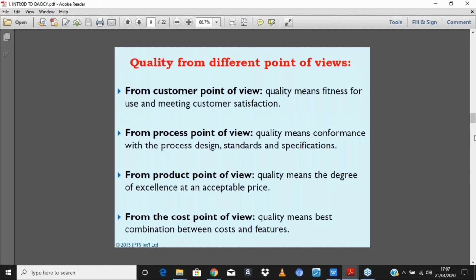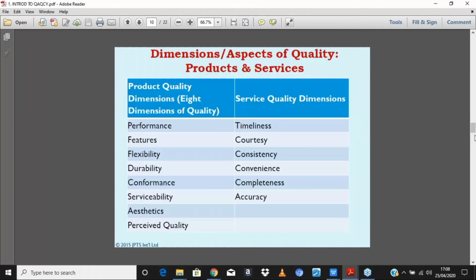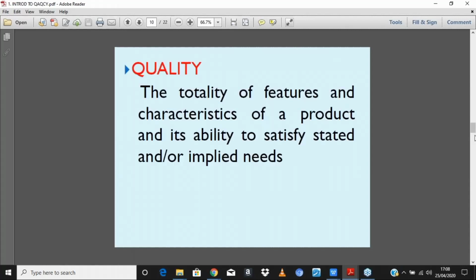Most often than not, the higher the quality, the higher the cost. So we're having quality from the various points of view: from cost point of view, from customer point of view, from product, and from process point of view. Okay, so this is the definition of quality we are adopting: the totality of features and characteristics of a product and its ability to satisfy the stated or implied need is what we define as quality. All right.